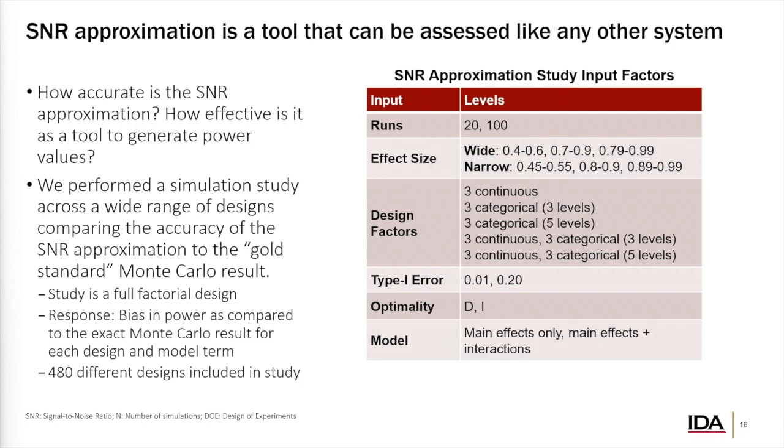So the SNR approximation is just a system, a tool that we can assess like any other tool we assess in the test community. We have a response that we're trying to look at and characterize, which is to say bias. We have a bunch of input factors that we want to characterize how it changes the bias. So in this case, I have the number of runs. I have the effect size, whether it's narrow, whether it's wide, whether it's centered, whether it's offset. The type of design factors that are included, categorical, continuous, the number of levels in that categorical factor, type 1 error, optimality, and in this case, we're also looking at whether main effects or main effects plus interactions has an effect.